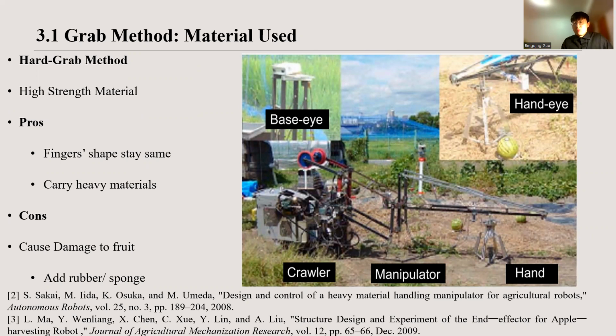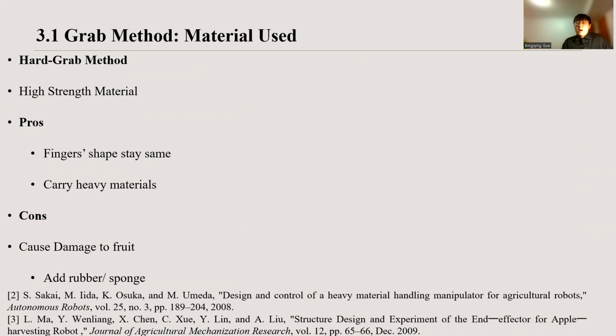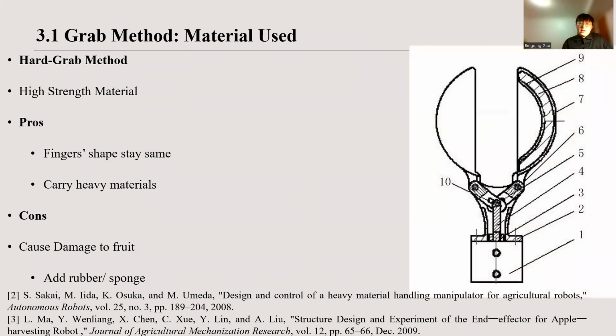To solve this problem, a rubber ring can be put on the fingers to avoid excess force. For example, this is the one for the apple harvester. It has a rubber and sponge layer marked as A and 9. So like in this case, the rubber can also increase the friction between the fingers and the fruit.